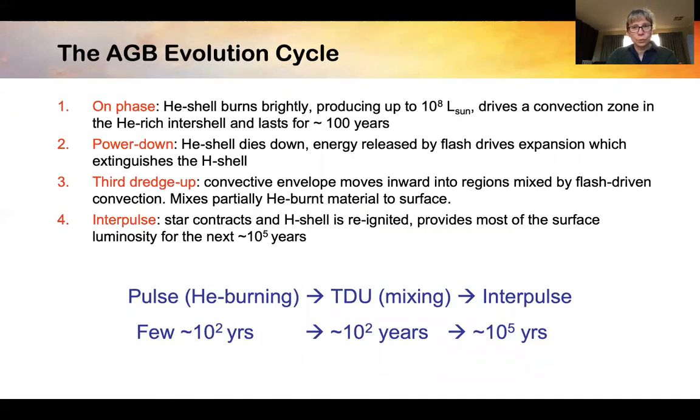So this is in words what I've just said, so feel free to pause it and read this through at your own time. The main thing I really just want you to take away is that you have a thermal pulse, helium shell burning. Timescales are roughly 10^2 years. That leads to mixing, third dredgeup. Again, 10^2 years, and that's followed by a longer interpulse phase, maybe 10^5, 10^4 years, depending on core mass.